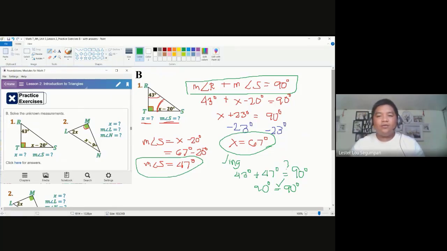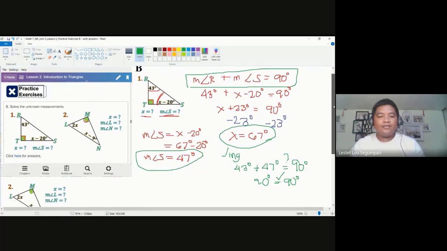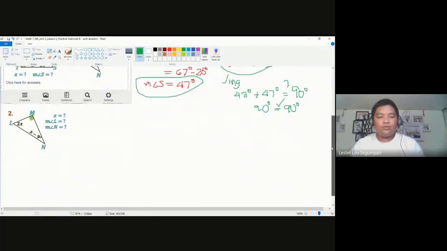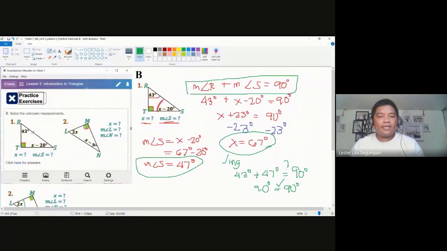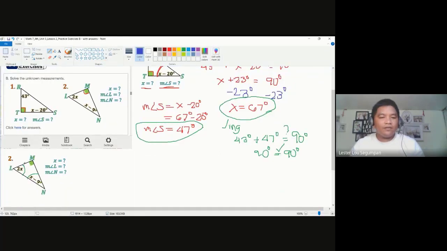So let's use the same concept as we proceed to number 2. We are to solve here the value for x so that we can get the measurement of angle L and angle N. The difference between this problem and number 1 is that in number 1, one of the angles is given with a measurement. Here, none of them is given a measurement. So how do we do this, sir?